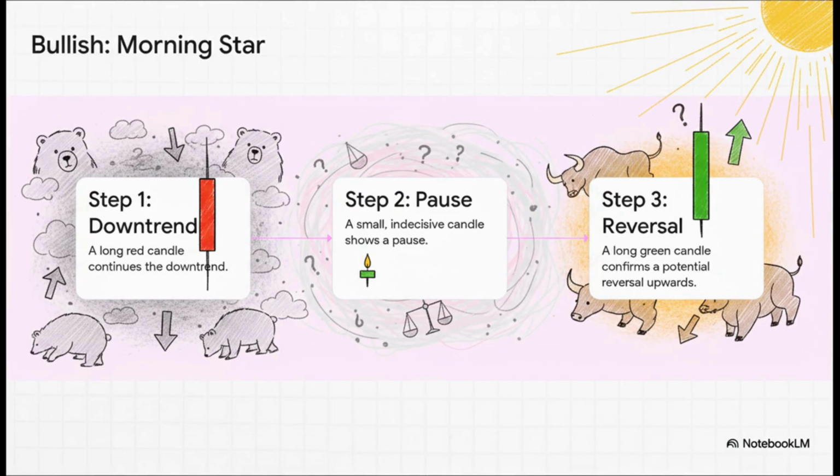Now for a full story told across 3 candles. This is the morning star. It's like a 3-act play. Act 1, a long red candle shows the bears are totally in control. Act 2, a tiny, indecisive candle appears, showing that the selling pressure is starting to weaken. And for the finale, Act 3, a big, strong green candle shows up, signaling the bulls have taken over. It's like the sun rising after a long night.